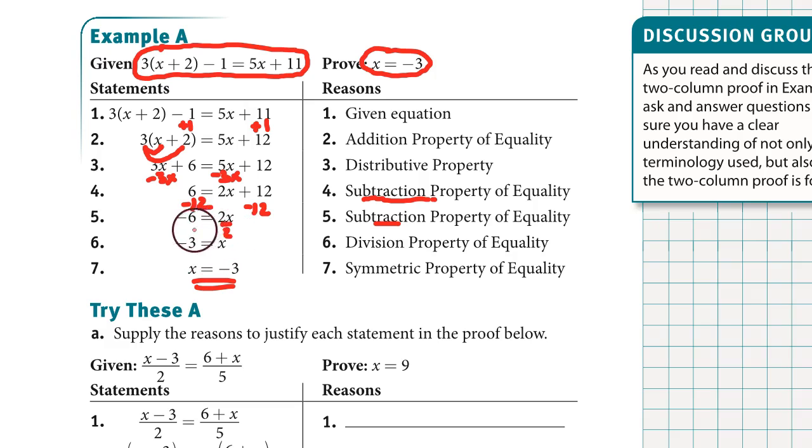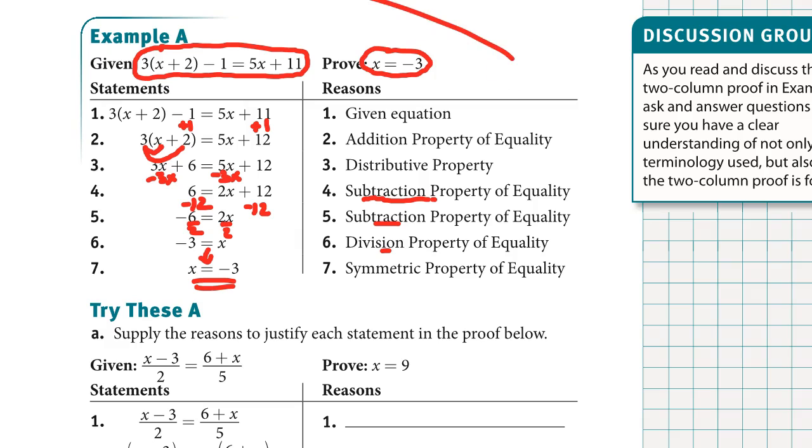Looks like we divided by 2 on both sides, and so our justification is the division property. And finally, in algebra, what is the reason you can say that negative 3 is equal to x could be rewritten as x equals negative 3? Why is that okay? Because of the symmetric property of equality.